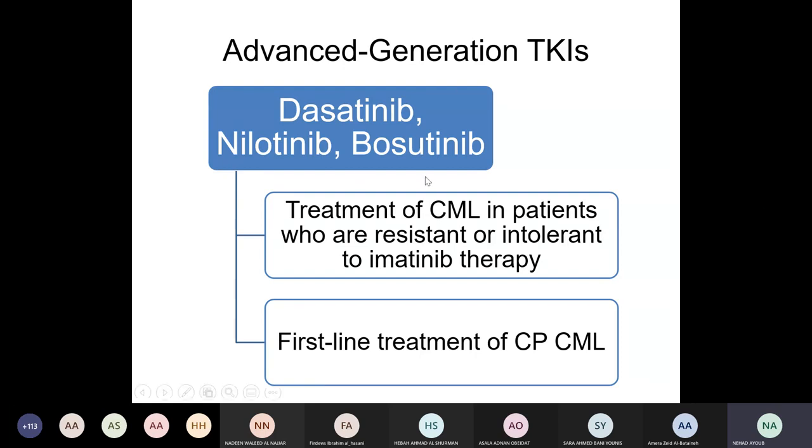البوزيتينب احنا ما بنعتبره third generation, هو ممكن اقرب لل second generation, but it's a little bit different from dasatinib and nilotinib. ال response rate with bosutinib اقل شوي, okay? فيعني احنا we can consider it as another option, okay? It comes below dasatinib and nilotinib in selection, and it is not a first line. You don't usually go and pick bosutinib as your very first TKI to try for the patient.